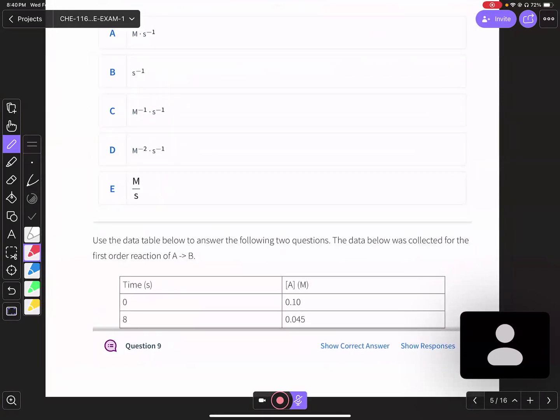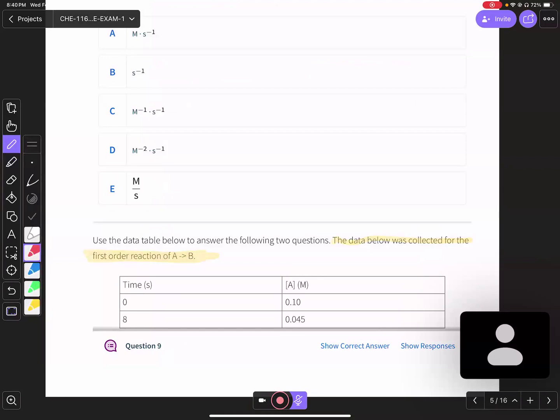So, right, I can't stress this enough. Read the question, right? Read all the information they give to you. So the data below was collected for a first order reaction, and that's key to solving question 9, is that this data came from a first order reaction.